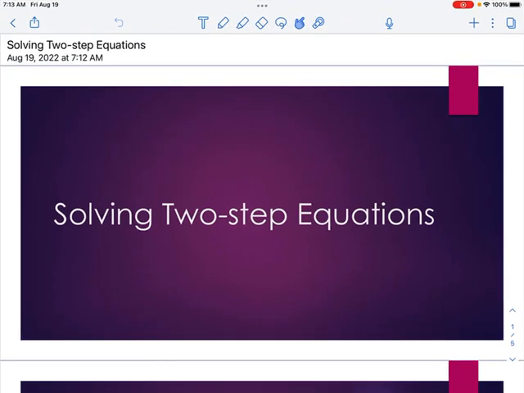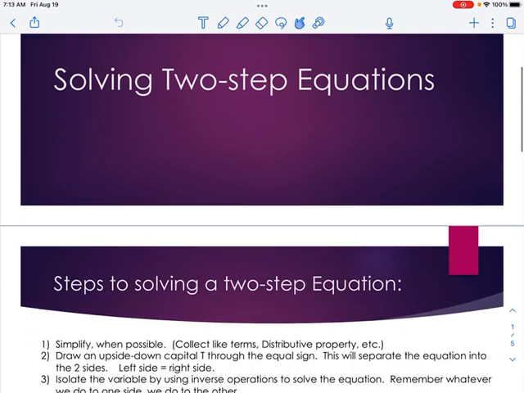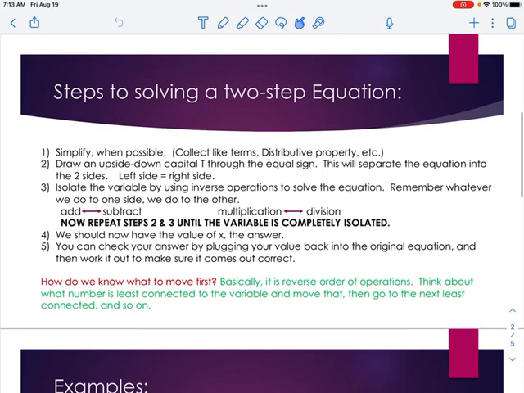All right, we are now going to be solving two-step equations. Remember we have been working on solving one-step equations, and remember those steps, and we'll just expand on them now. The difference here is we're just adding in an additional step. So instead of doing it in one time through, we might have to do it a couple times.